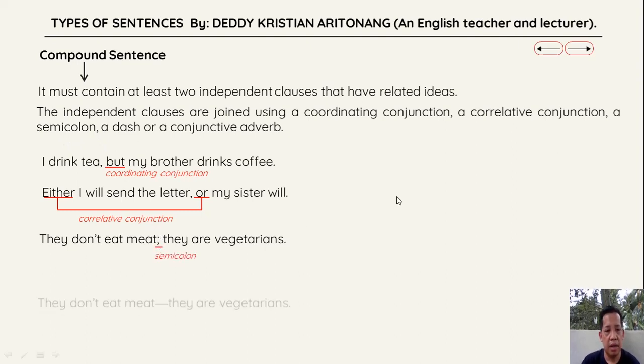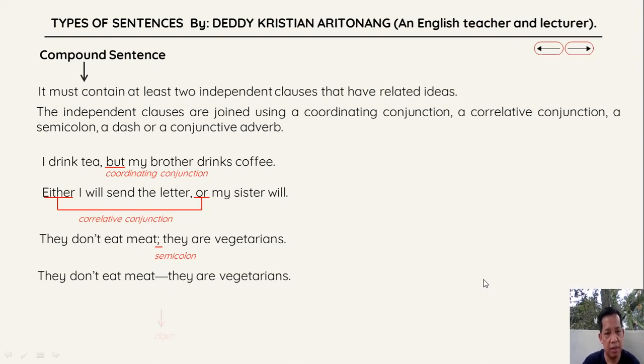Okay, I can rewrite the same sentence, but this time I'm using a dash. They don't eat meat - they are vegetarians. Okay, this is what I mean by a dash. So as you can see here, these are various uses of markers or punctuation to indicate that two independent clauses can be put together to form a compound sentence.